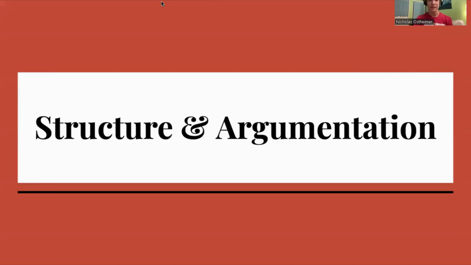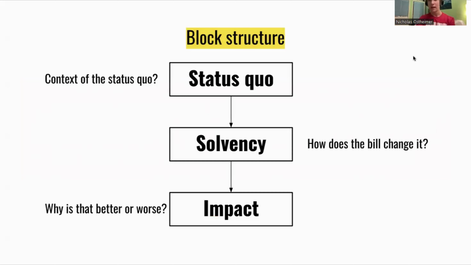Moving on, let's take some notes on structure and argumentation. I'm not going to dive into the details of block structure, but this is probably the most common speech structure on the national circuit. So in a speech, first you talk about the status quo, what's going on in the world right now, what's happening, what's the problem, what's good about the world.